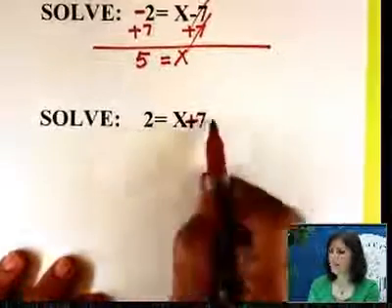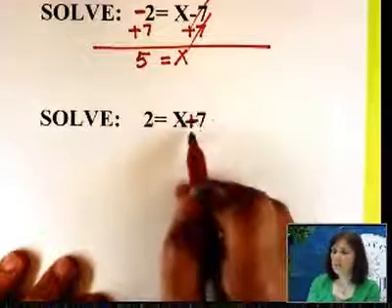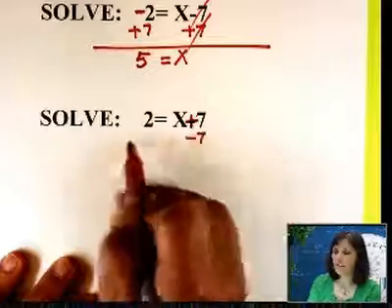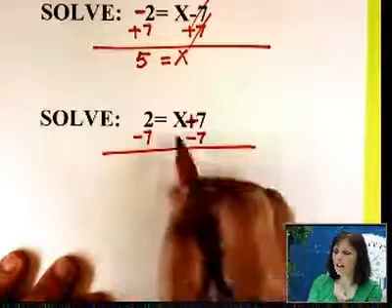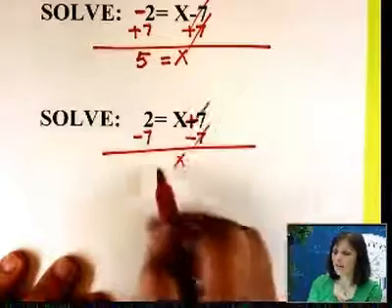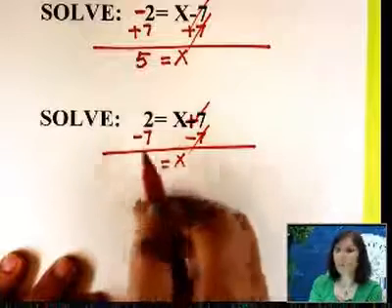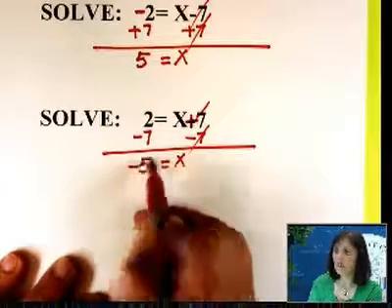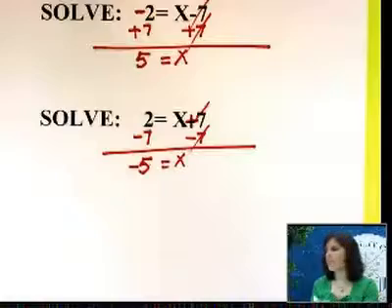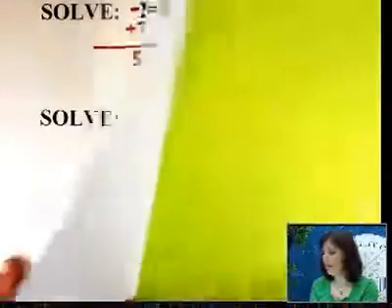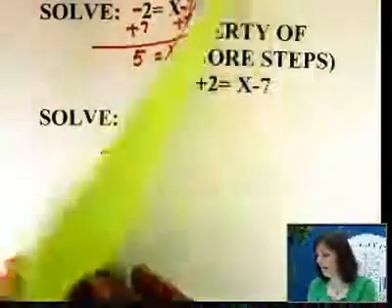Let's do x plus 7 equals 2. So since this is plus, I need to subtract. X, these two cancel out. X equals 2 minus 7. That's negative 5. And you can also check your answers by plugging them back in. All right.